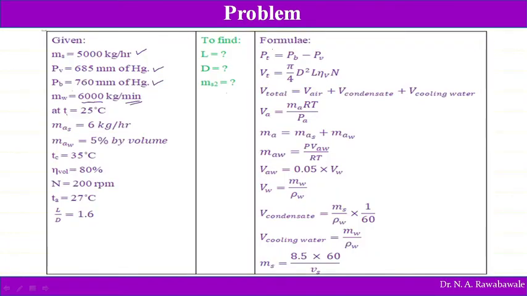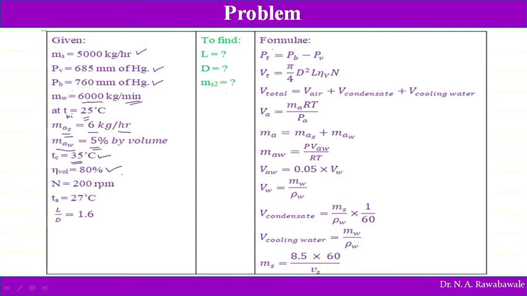So temperature of water at inlet is 25 degrees Celsius, and mass of air entering along with the steam is 6 kg per hour, 6 kg of air, and mass of air entering along with the water is 5% by volume. So temperature of condensate coming out of this condenser is 35 degrees Celsius.